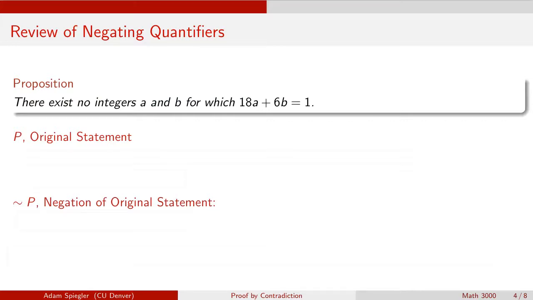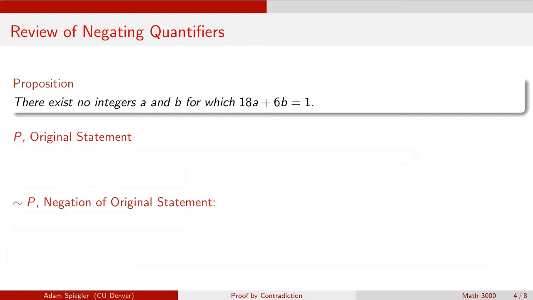And oftentimes we want to prove statements that involve quantifiers, there exists and for all. So it's going to be useful to review how we can negate statements that have quantifiers, because if we want to prove a statement that has quantifiers in it by contradiction, the first step would be to negate that statement. So I'll go through one here.